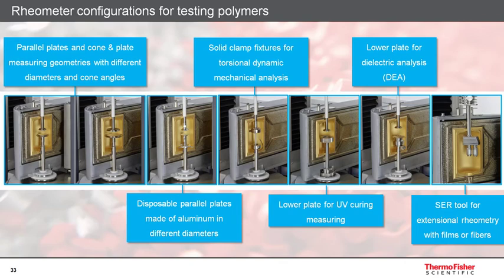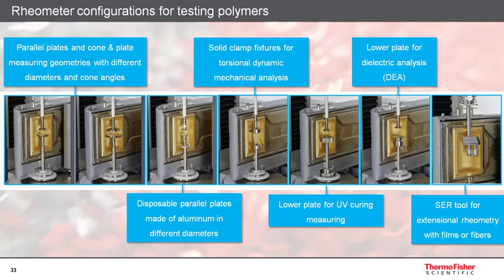For the investigation of curing reactions or for testing abrasive materials, disposable parallel plate geometries made of aluminum are available with different diameters. With the solids clamping tool, solid polymer specimens can be tested up to close to their melting temperature. Phase transitions, like the glass transition, as well as the properties of solid materials such as stiffness, brittleness, or damping properties can be investigated using the solids clamping tool.